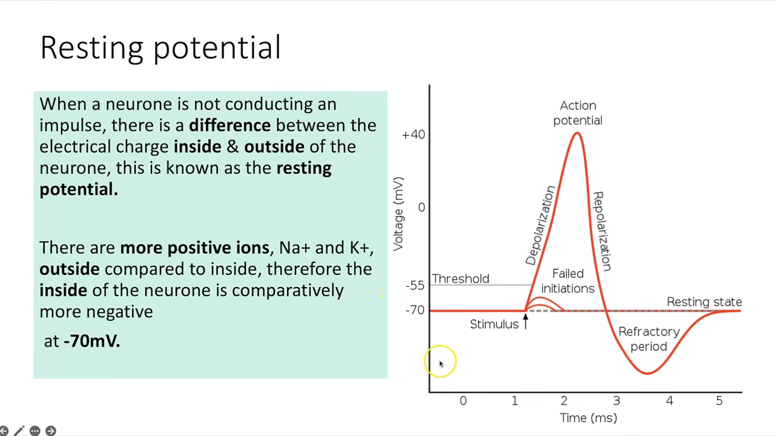So this graph here is showing you an action potential, which is what happens when there is a stimulus, but this section here of the graph, this is before there is any stimulus, and we can see that the voltage, which is our potential difference, is remaining at minus 70 millivolts.